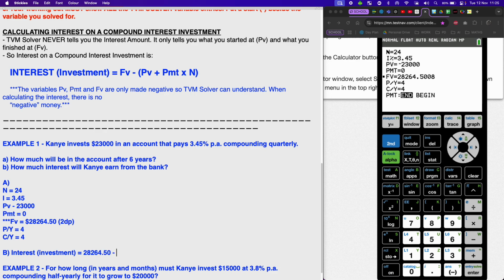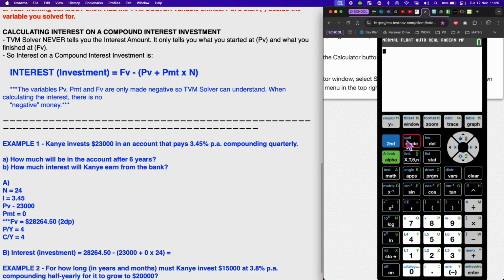$264.50 minus PV. What did he start off with? 23,000 plus PMT. The payments were 0 times by 24. So that's just going to be. So if you want to keep using the graphics calculator, can you see how there's a blue quit over this button here? So if I press second mode, that just goes straight to the normal calculator. Yeah?